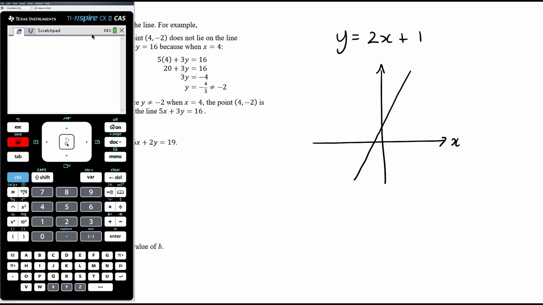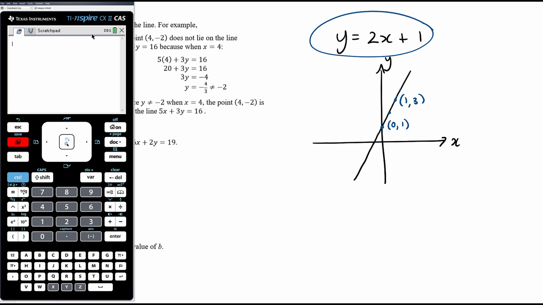The line is a graphical representation of every single pair of coordinates that fit this relationship. For example, this is the point (0, 1), which means when we let x equal 0 in the equation, y is equal to 1, which is true. This point here has an x coordinate of 1. When x is equal to 1, y is equal to 2 times 1 plus 1, so y is equal to 3. So the point (1, 3) will be on the graph.